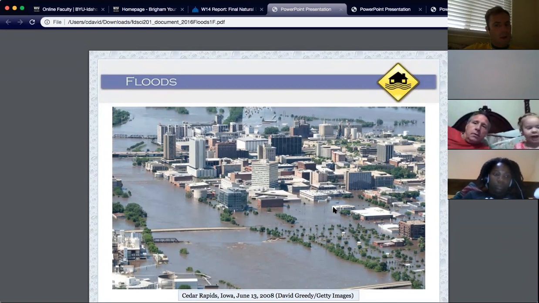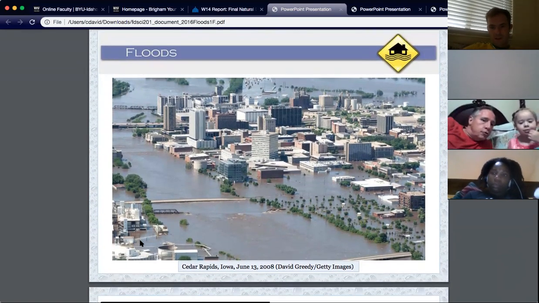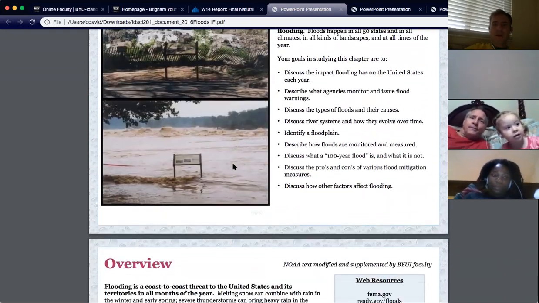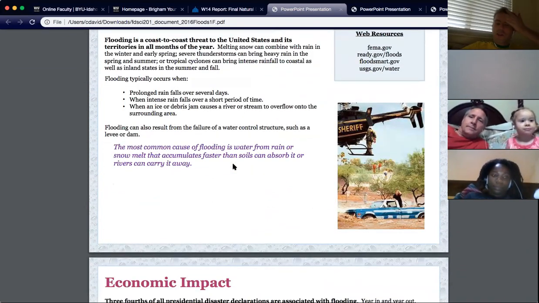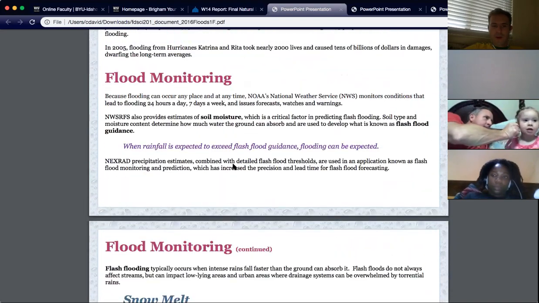So we'll just kind of look through, we won't spend too much time on here. So this is a flood in Cedar Rapids, Iowa, a couple of years ago. I'm actually moving about 30 miles south of here after this summer. Anyway, I'm not going to spend too much time on these first couple of slides in the first presentation. We'll probably spend most of the time on the second and third. But I do want to go over a couple of things for you guys real quick.